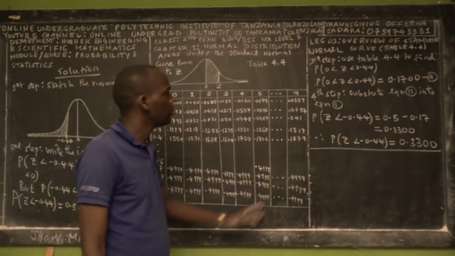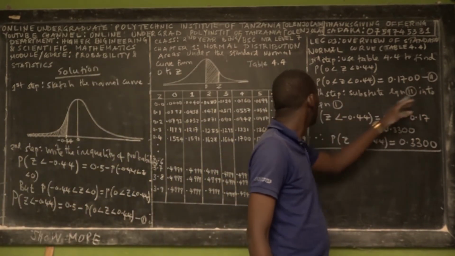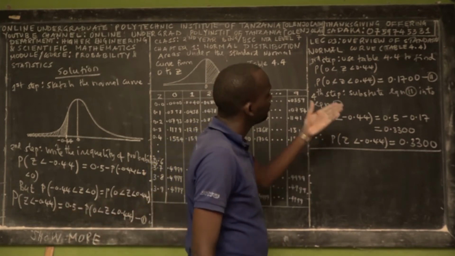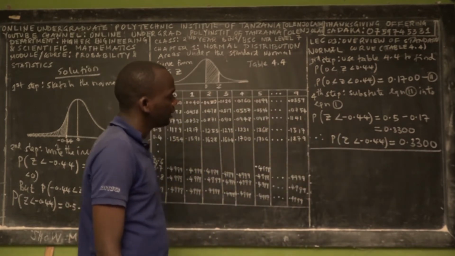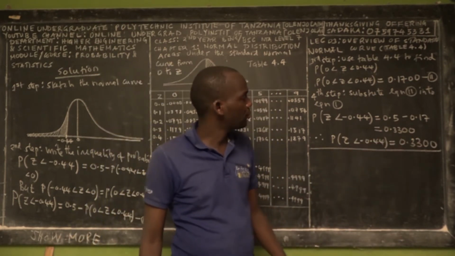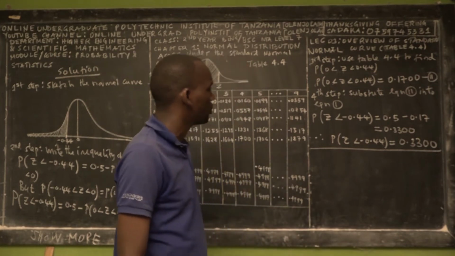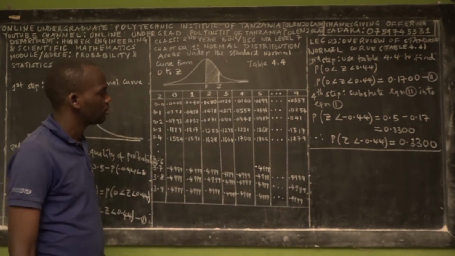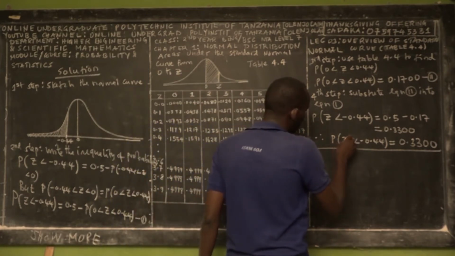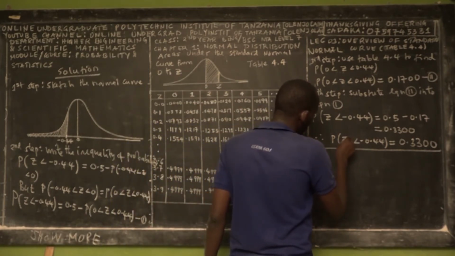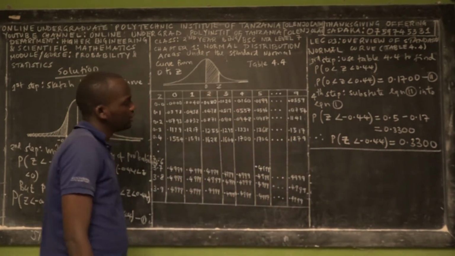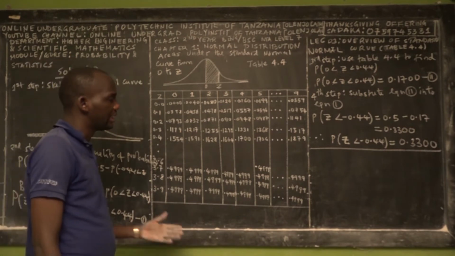So the next step, we have to substitute equation 2 into equation 1. So this is known, this is unknown. After substituting, we do the subtraction operation. So 0.5 minus 0.17 is equal to 0.33. So the probability of z less than negative 0.44 is equal to 0.33, and that's the response.